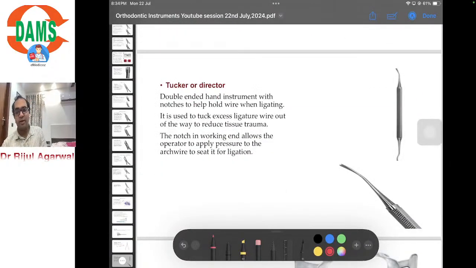Again I am saying, just look at the tips, the serration, and you will be able to identify most of the instruments very easily. Next is the tucker. So after we have tied the ligature wire, we cut it with the ligature cutter, the instrument which I have shown. Now we have to tuck the loose end inside the arch wire, so that it does not hurt or cause damage to the cheek or mucosa. For that we use the tucker or director. Again, look at its tip, it has a small depression used for tucking away the loose end of the ligature wire behind the arch wire.